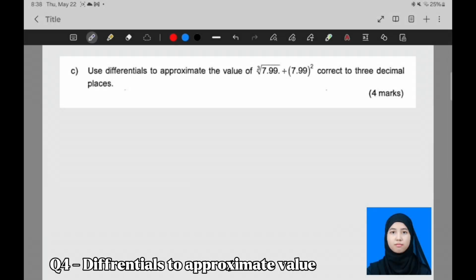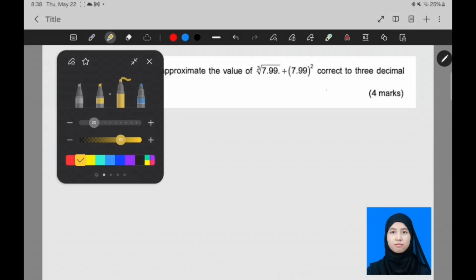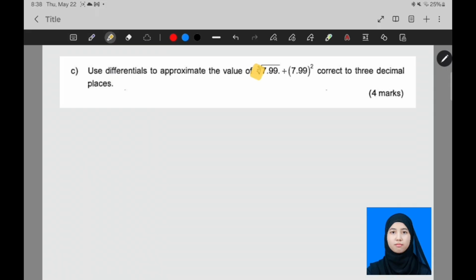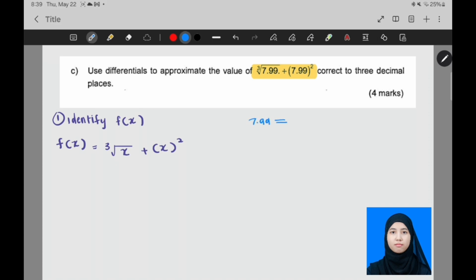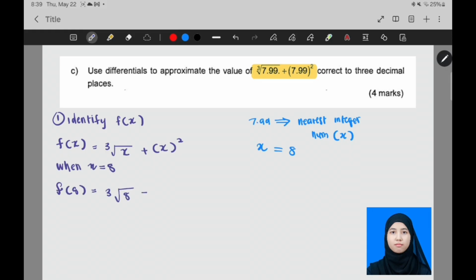I will be presenting about how to solve using differentials to approximate value. As we can see here, there is a decimal number in the question. What I am going to do first is define the function by excluding the decimal numbers. Before I can solve f(x), I have to identify the x, which is the nearest integer number to 7.99, which is 8. Next step, insert x or 8 into the function to get the answer for f(x).